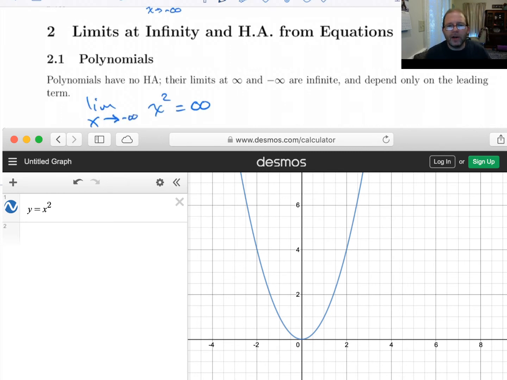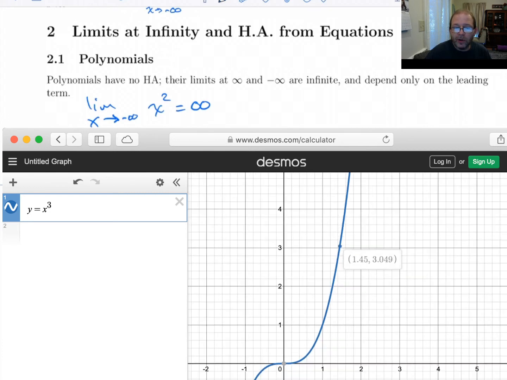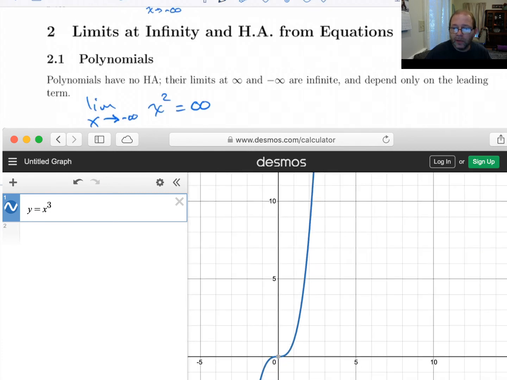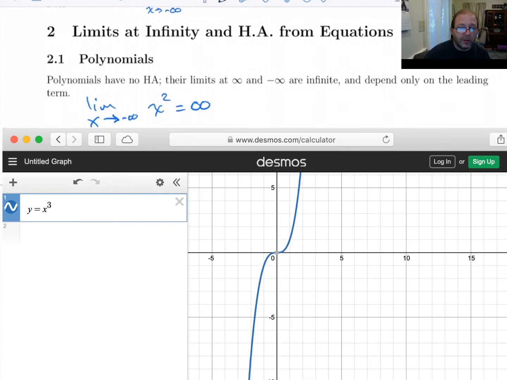Really, the only thing that matters for a polynomial here is the degree and also the sign. If I change this x squared to, say, x cubed, notice as we go toward positive infinity, the y-coordinate goes to infinity. And if we go toward negative infinity, as x goes to negative infinity, y also goes to negative infinity.